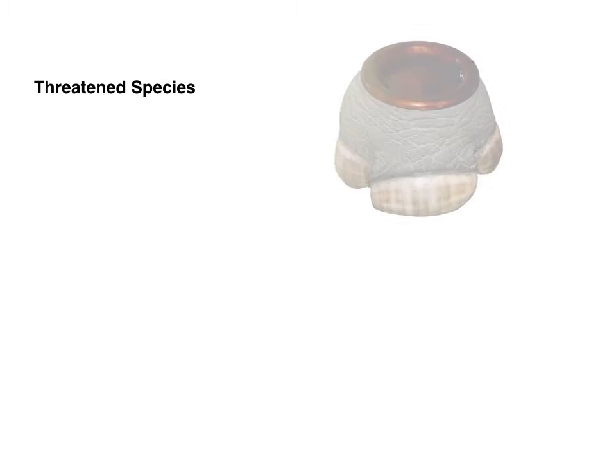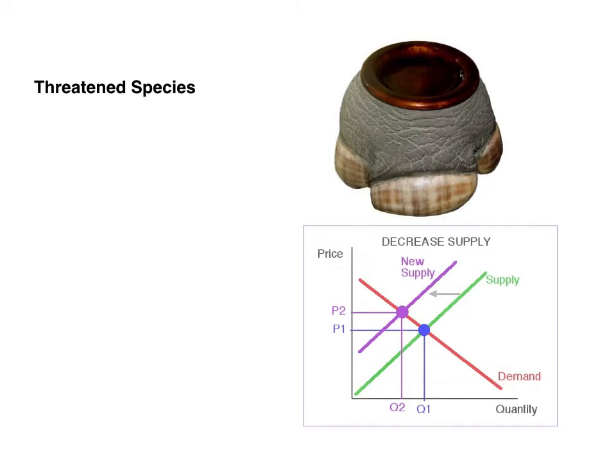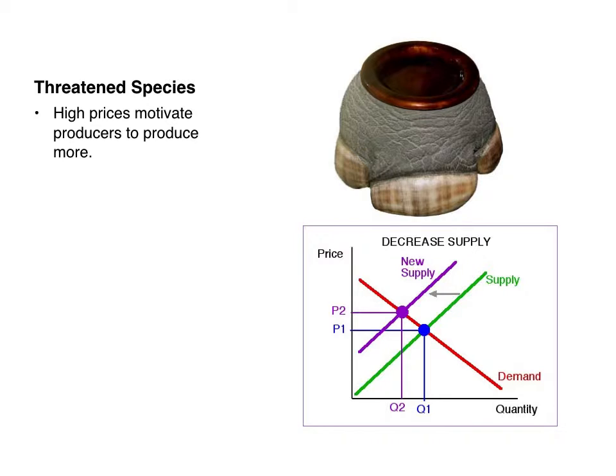Now we look at the world of threatened species, and this is a rhino foot ashtray. And kind of a supply and demand look at things here. High prices generally motivate producers to produce more. So if you decrease the supply of something, that's just half of the battle to deal with the issue of threatened species. And your book is probably going to talk a bit about ivory.